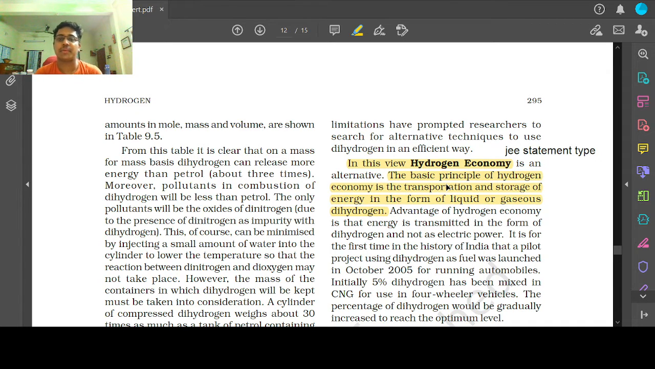So the basic principle, like the main one, they asked in JEE: what is the main principle of hydrogen economy? You need to mention that the basic principle of hydrogen economy is the transportation and storage of energy in the form of liquid or gaseous dihydrogen. Okay, so this is the main point here.